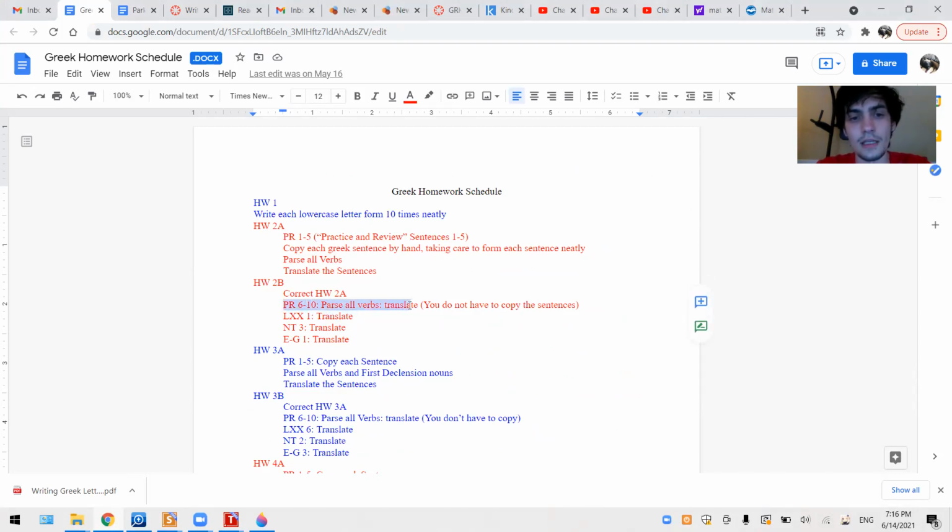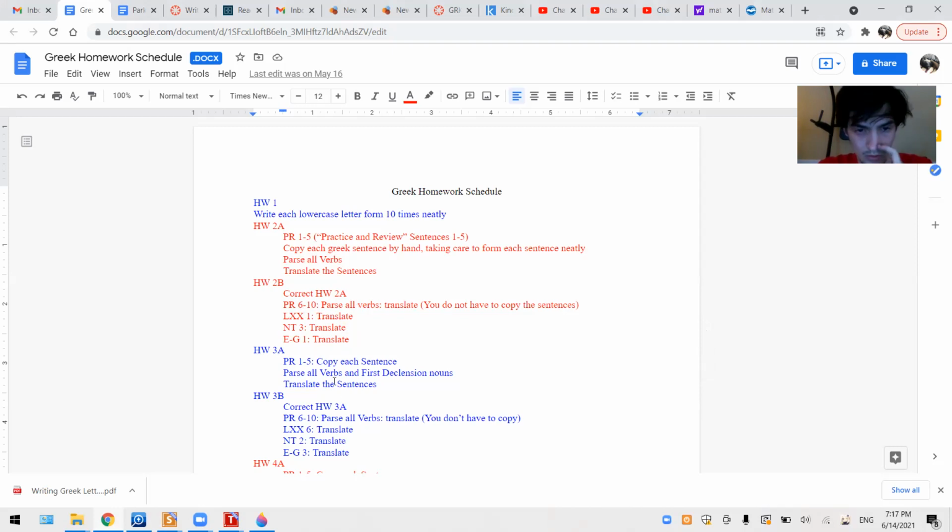Practice and review 6 through 10, where all of these will be asked for parsing the verbs and a translation, but you do not have to copy the sentences. You can if you want to. I do not say you have to, though, for the second part of the homework. Then you have LXX1, which is Septuagint, sentence 1. NT3, which is New Testament, number 3, translate that one. English to Greek, number 1, translate it. And you do not have to parse any of the verbs in these. You only have to translate it.